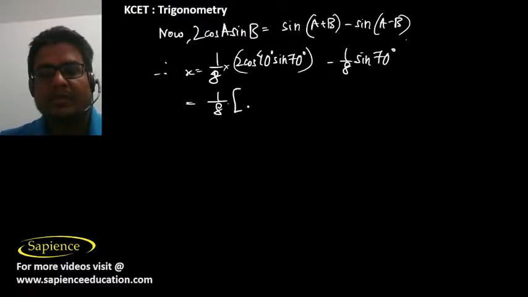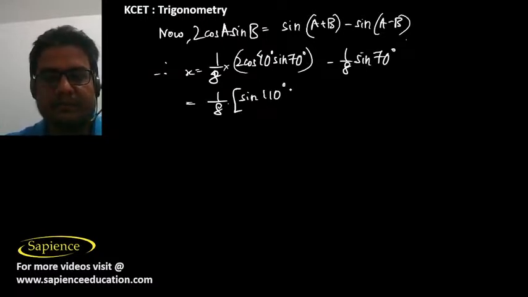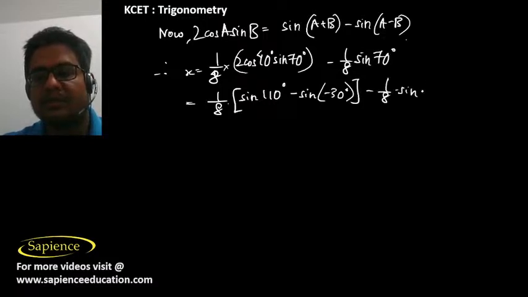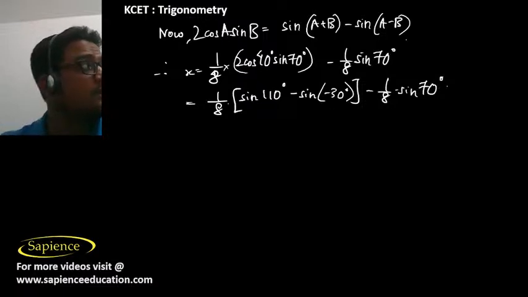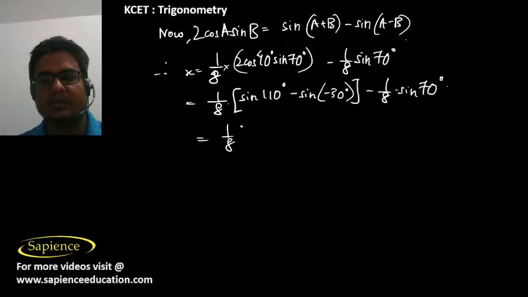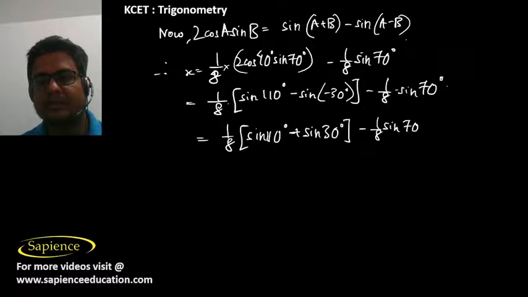So that will be equal to 1 by 8 into sine of A plus B, that is 40 plus 70, that is 110 degree, minus sine of A minus B, which is minus 30 degree, 40 minus 70, then minus 1 by 8 into sine 70 degree. So that will be equal to 1 by 8 into sine 110 degree plus sine 30 degree minus 1 by 8 into sine 70 degree.